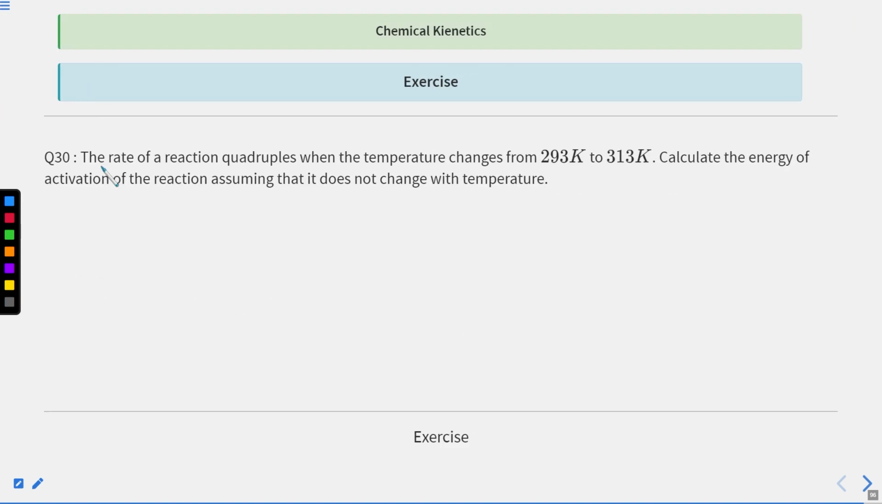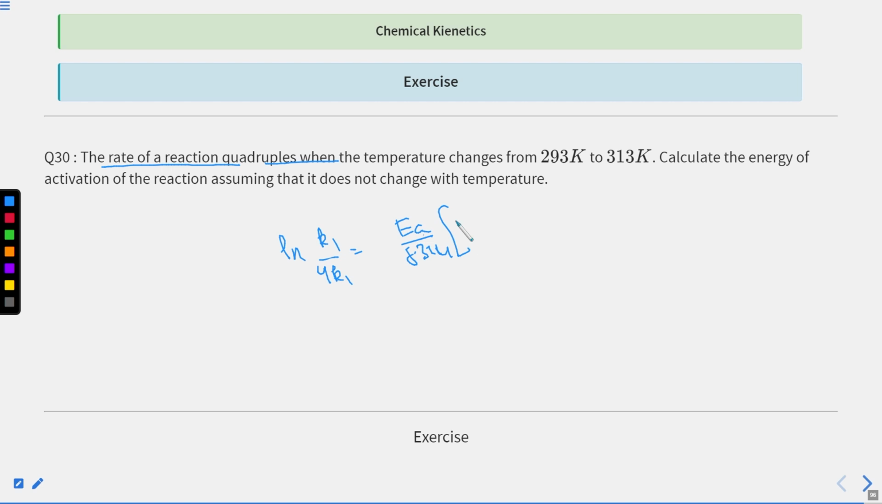Last question. The rate of a reaction quadruples, it becomes 4 times, when the temperature changes from 293 to 313. Calculate the energy of activation of the reaction, assuming it does not change with temperature. Rate of reaction quadruples, so the rate constant also quadruples. Suppose initially it was K1, now it becomes 4K1 at temperature T2. This will be EA by R, 8.314.